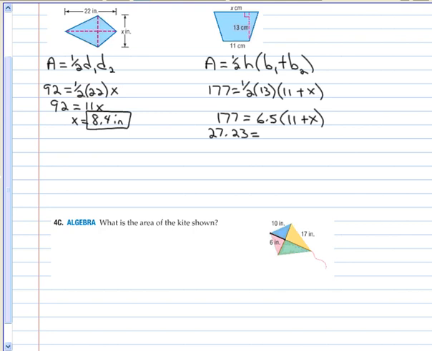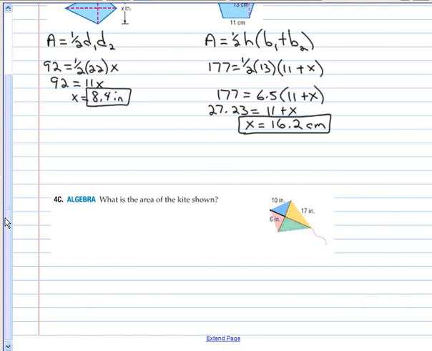So what is left? I got rid of the 6.5. All I have is 11 plus x left. So I just need to subtract 11. And what do you get? Okay, 16.23, or if we rounded to the nearest tenth at this point, 16.2 centimeters.